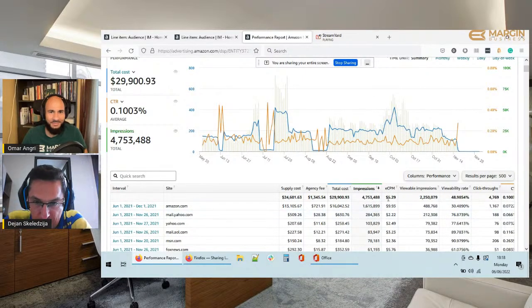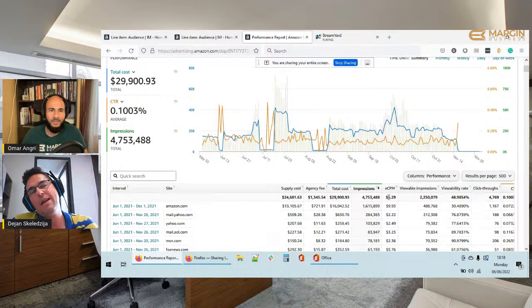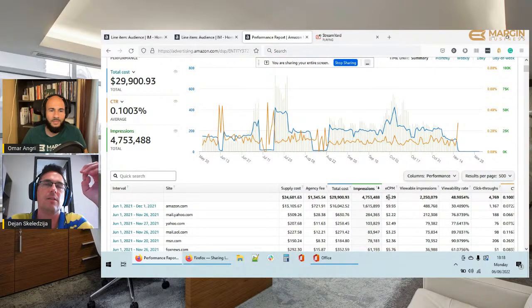So let's go back to this CPM. We pay $6 and almost 30 cents to show 1,000 banners to 1,000 people. Or rather, to show it 1,000 times.